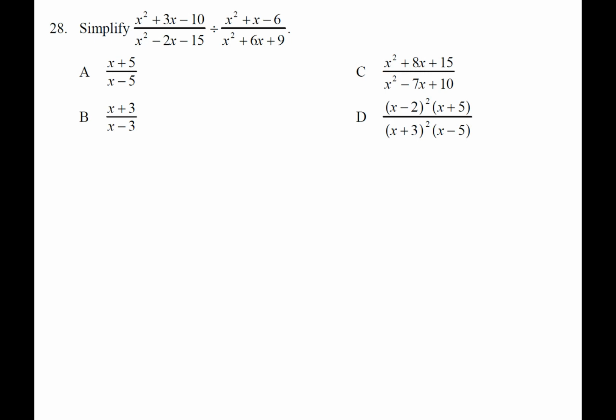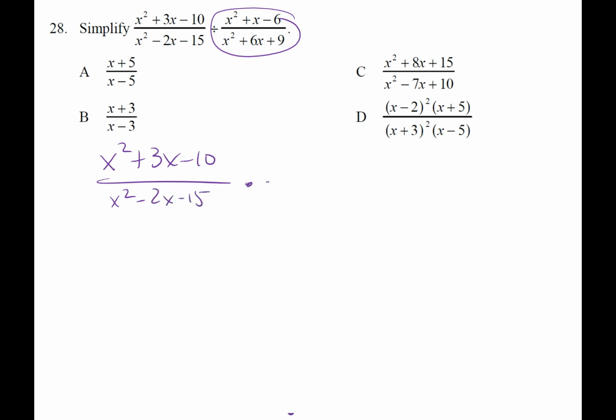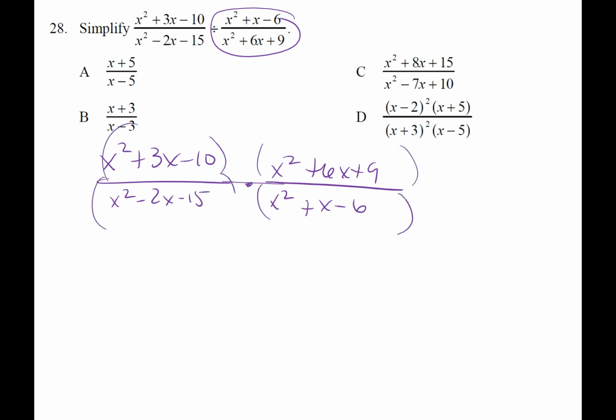All right, so when we have division, we need to take this, flip it, and switch it to multiplication. So x squared plus 3x minus 10 over x squared minus 2x minus 15 times x squared plus 6x plus 9 over x squared plus x minus 6. Again, it's like a simplifying problem now. I could put parentheses around this all. It's 4 magic x's that we've got to do.